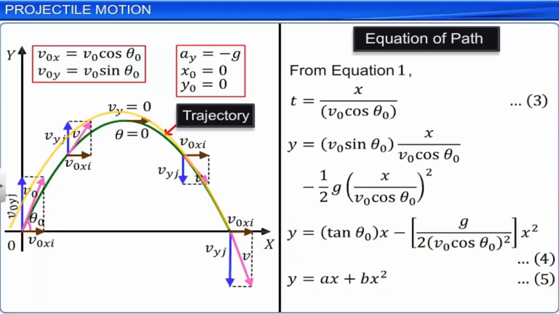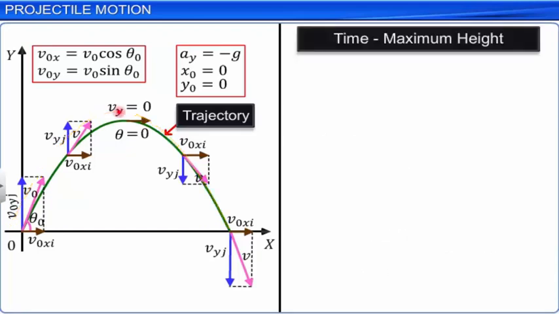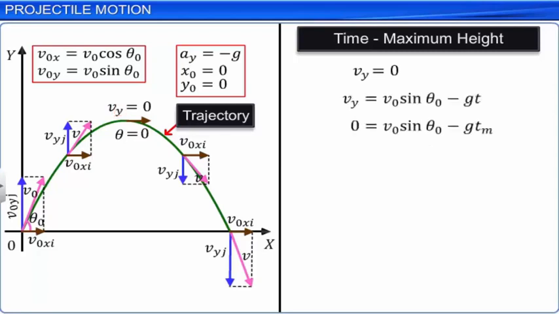Let's now find the time taken for the projectile to attain maximum height. At the top point, momentarily, Vy is equal to 0. Substituting Vy is equal to 0 in the equation, we get the expression as shown here. Tm is the time taken to attain maximum height. Therefore, we can write Tm is equal to V0 sin theta 0 by g. Let this be equation 6.